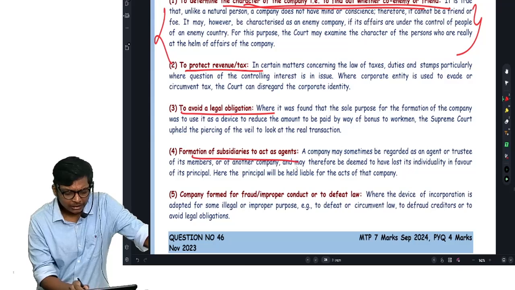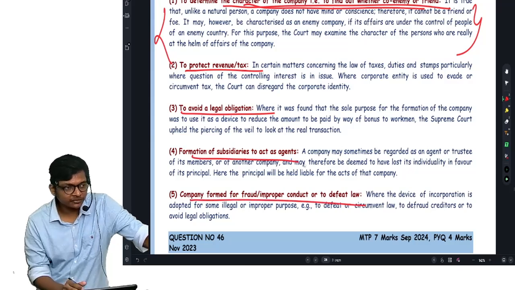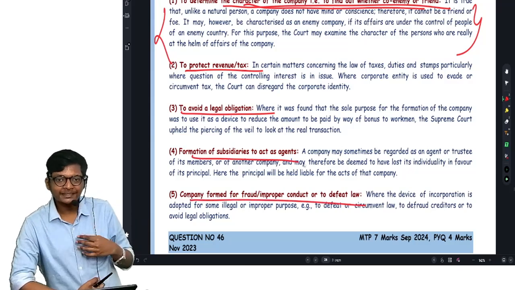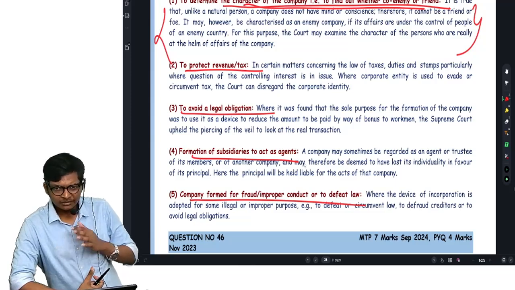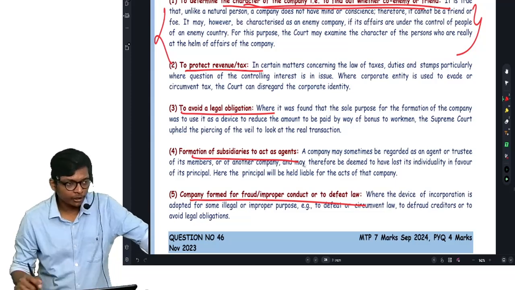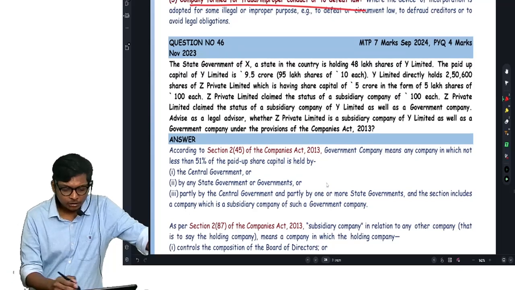Are you all clear with the examples for these points? Formation of subsidiary, fraudulent. You know examples, or shall I give you examples? You know the examples, very common they discuss. So same points. Okay. Next, question number 46.